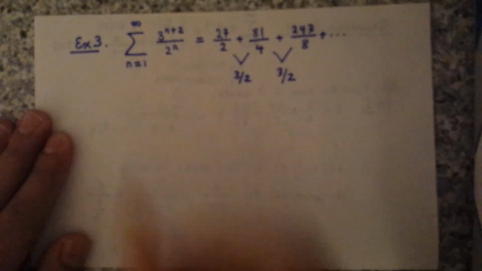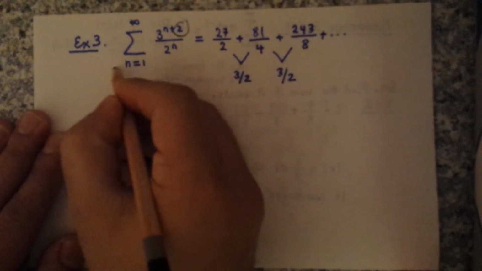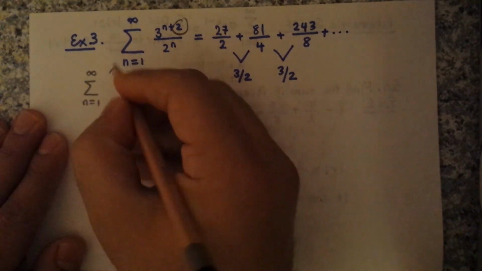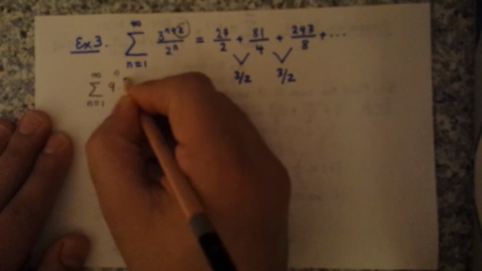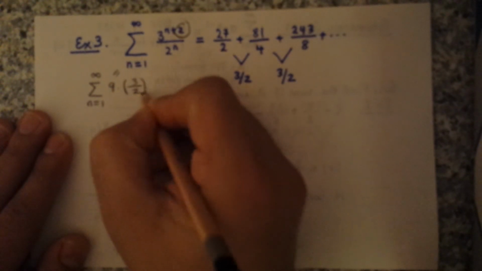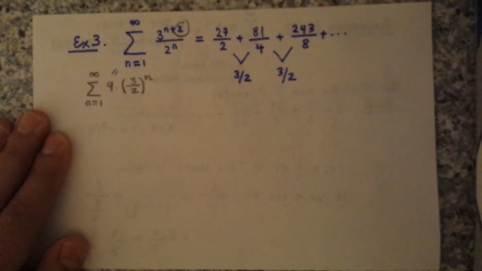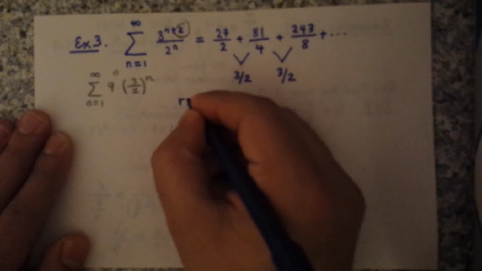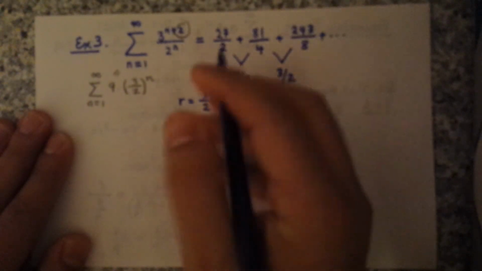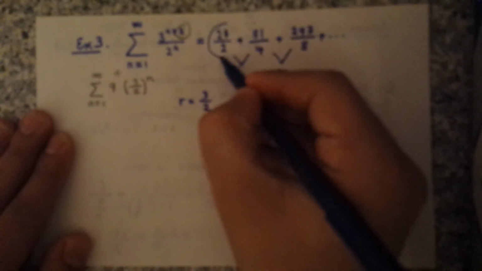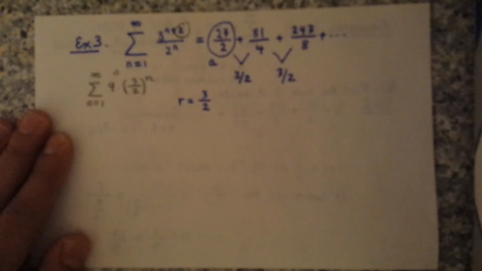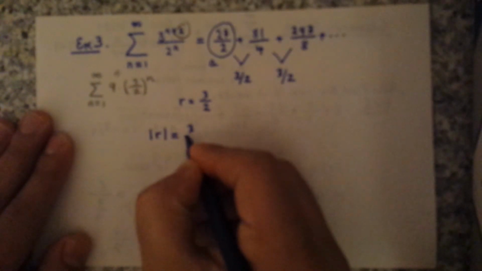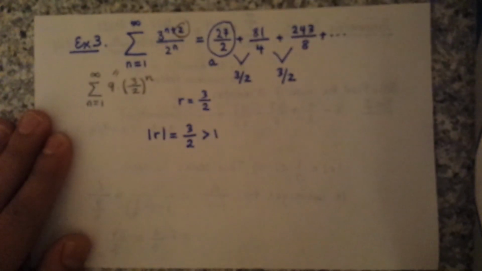Or, because of the square, you can write this as the sum from n equals 1 up to infinity of 9 times 3 over 2 to the power n, and that could be another way to see the common ratio. But you can see the common ratio r is 3 over 2, and the first term a is 27 over 2. So the absolute value of r is 3 over 2, which is larger than 1.